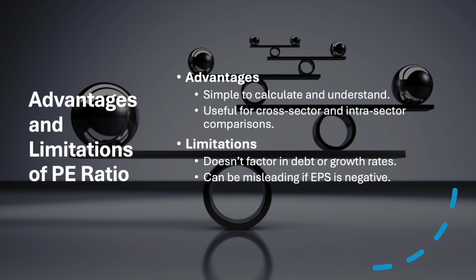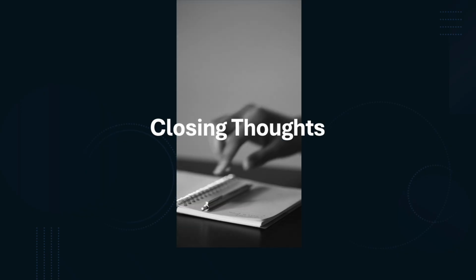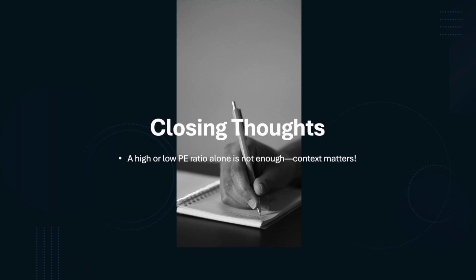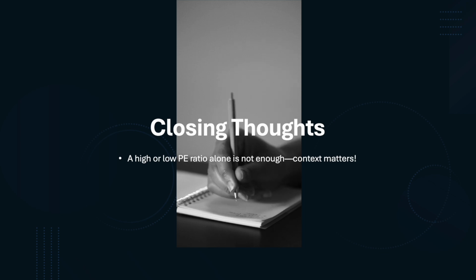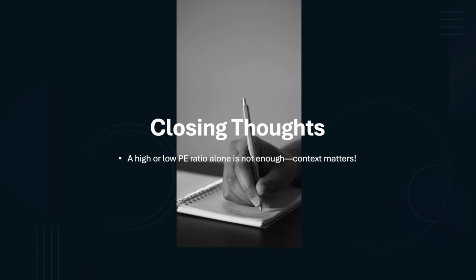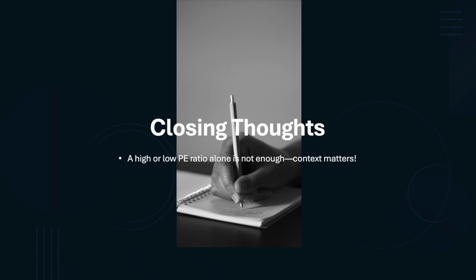But here's the key: context matters. A low PE in a strong company might indicate a hidden gem. Meanwhile, a high PE for a hyped stock could be a red flag. And that's a wrap. Remember, the PE ratio is just one tool in your investing toolkit. Always consider the bigger picture.